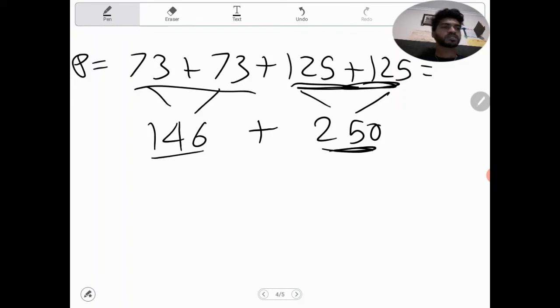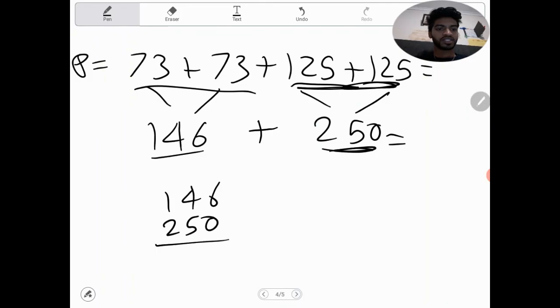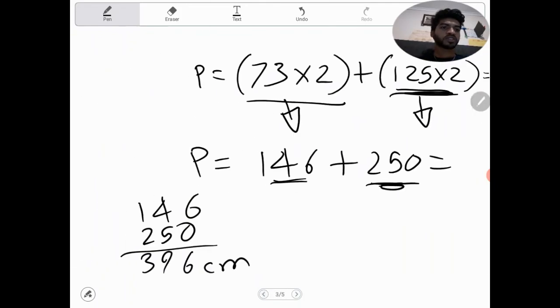So there are two ways of essentially doing the same calculation. So now we just add it together. Again, 146 add 250, and if I look back, it was 396 centimeters. So there you go. Both ways will give you the same answer.